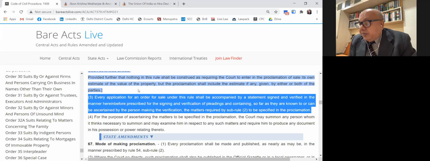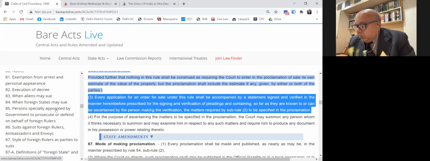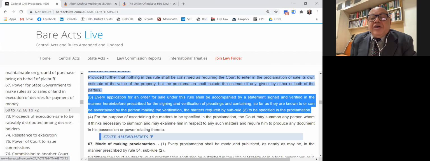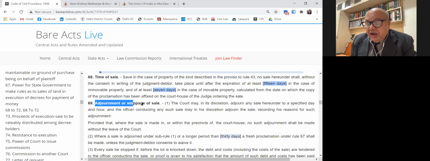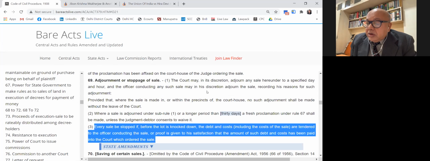Section 69 check करो आप. Section 69, sorry, Order 21, Rule 69. Order 21, Rule 69, subclause 3. Now, subclause 3 के हिसाब से, before the confirmation of the sale, if the money is deposited by the judgment debtor and before the knockdown takes place, sale can be stopped. This is another examples of stay.